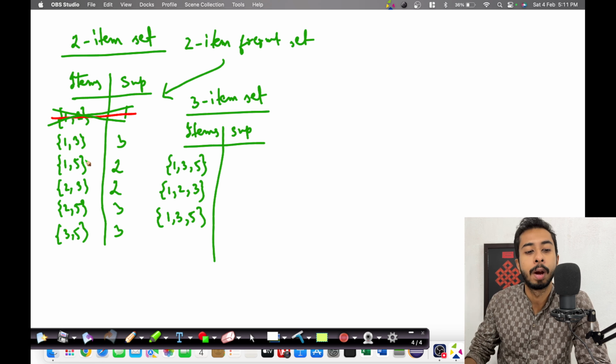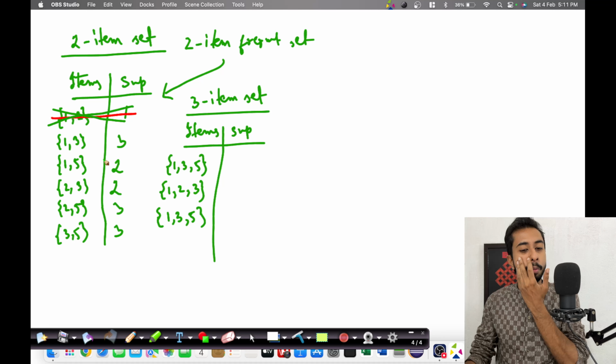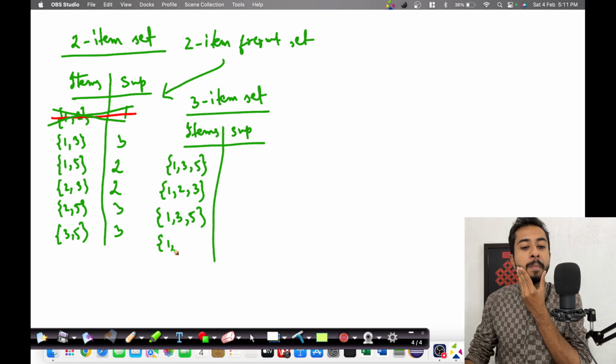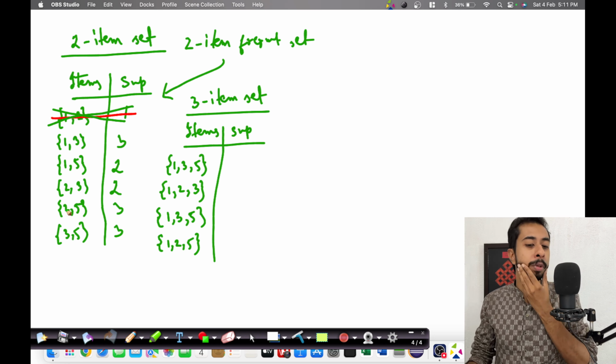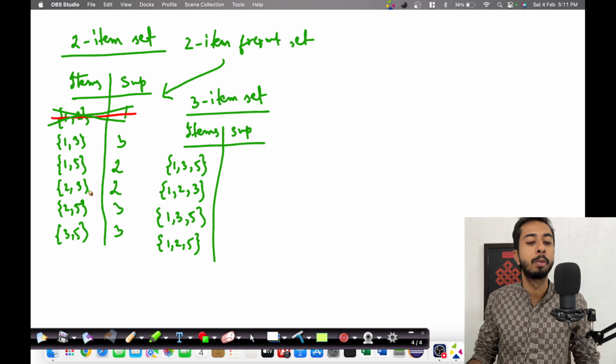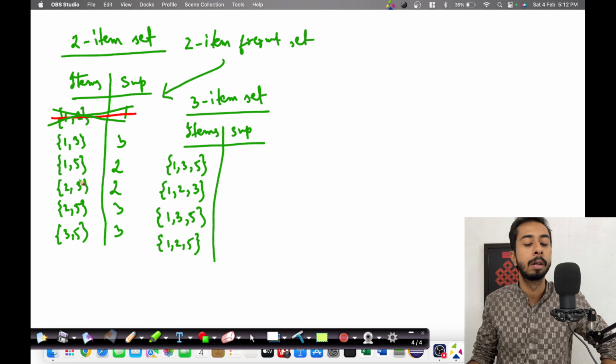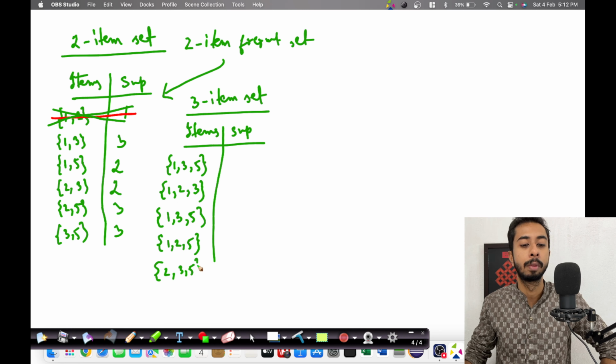Can I combine anything with 5? Yes, I think this one, right? 1 5 and 2 5, it will be 1 2 5. Okay, is there anything else left to combine? Just check it. 2 3, 2 and 3 are present. Where is 2 present? Here is 2 present. So 2 3 5, is it done? No. So 2 3 5 can be combined, right? 2 3 5, yeah.